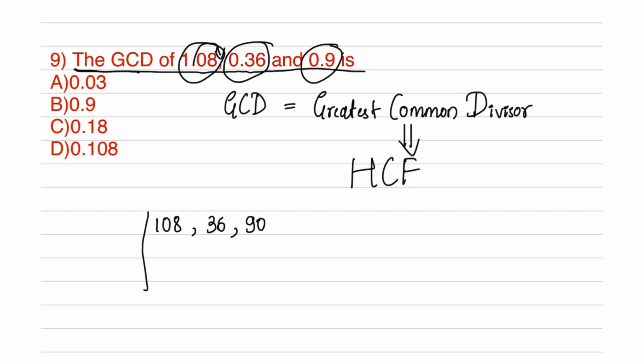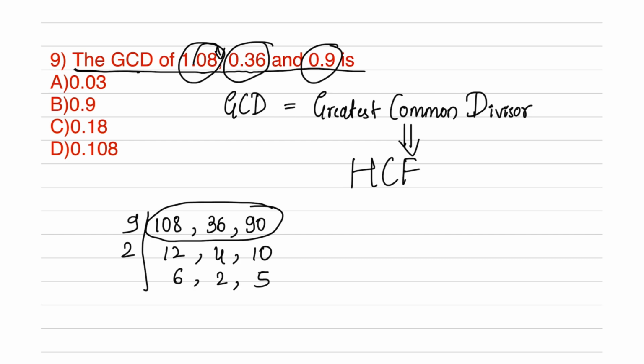See, every time don't solve by 2 only, 3 only. First see which number will divide all these numbers exactly. See, all these numbers are divisible by 9. 9 12s are 108, 9 4s are 36, 9 10s are 90. These all numbers are also divisible by 2. So take 2: 6, 2, 5. So these numbers are not all divisible by any one divisor, so leave it like this only. So our HCF is 9 2s are 18.